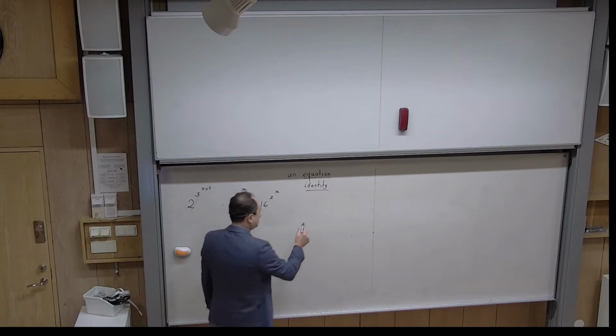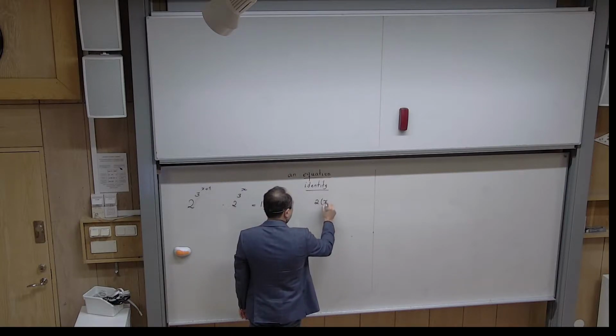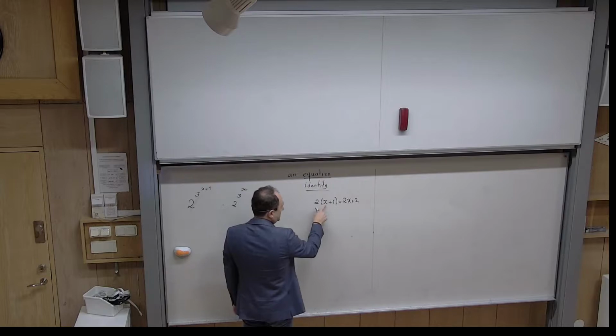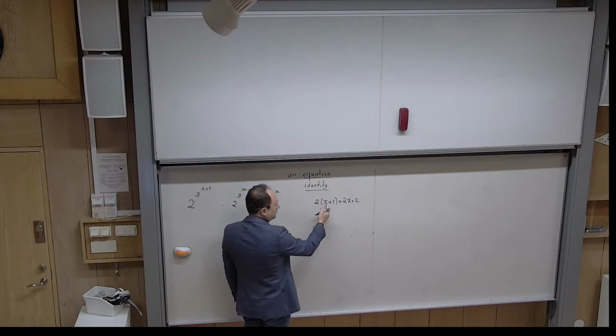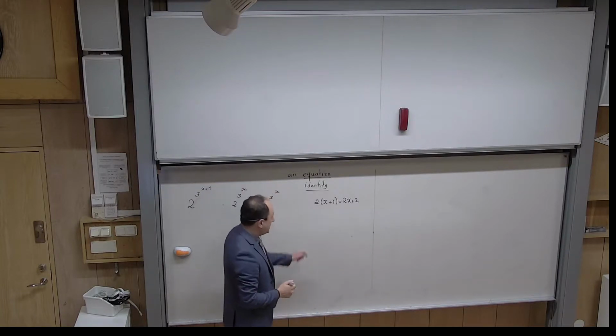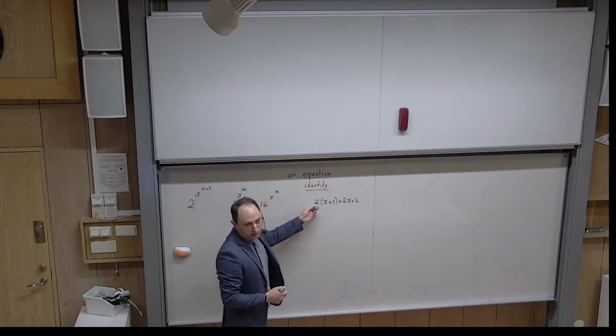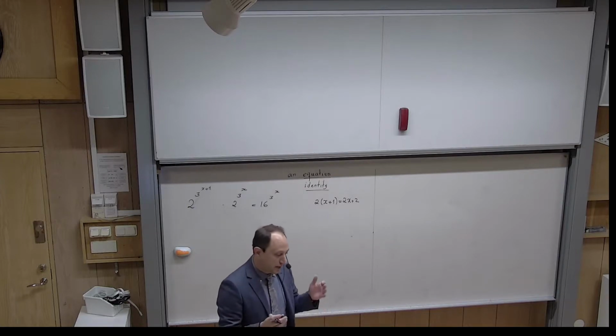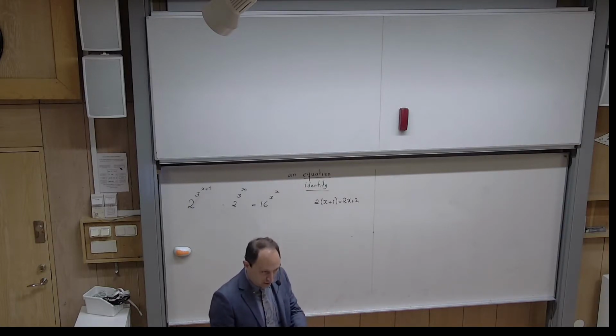For example, 2 times x plus 1 equals, if I multiply 2 in, 2x plus 2. This is equality. It contains a letter x, but I will not call it an equation. I will call it an identity. What does it mean? It means that regardless of your choice for x, the left-hand side becomes equal to the right-hand side. And if I want to ask a question regarding an identity, I will not ask to solve an identity. I will ask you to show that this identity is true, or prove this identity.